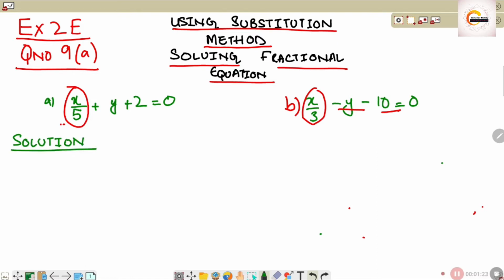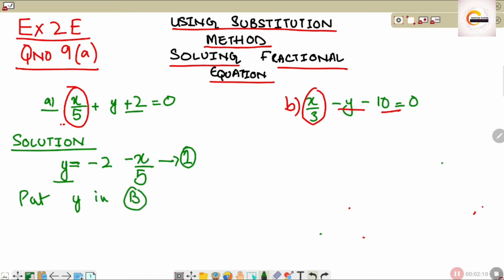Solution. Let's deal with this equation first. What I'm going to do is keep y on one side of the equals sign and shift all the other terms to the other side. So the 2 here will become minus 2 when it goes to the other side, additive property. And this is equation 1, let's call it. Now this y I am going to put in our equation B. So let's see, put y in B.